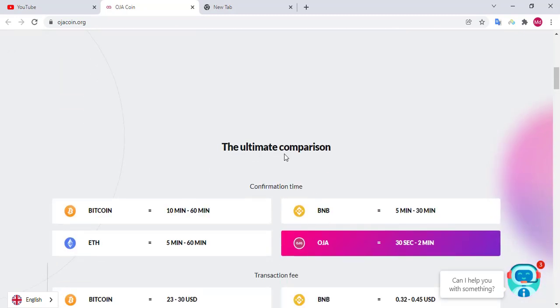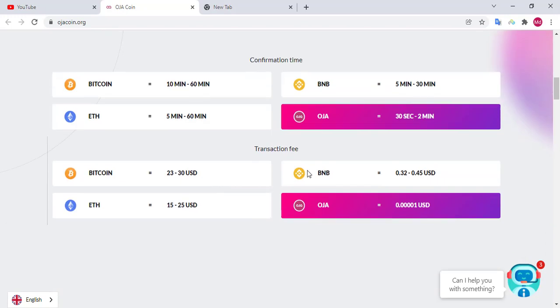The ultimate comparison. Confirmation time. Bitcoin equals 10 minutes, takes 60 minutes. Ether equals 5 minutes, takes 60 minutes. BNB equals 5 minutes, takes 30 minutes. OJA equals 30 seconds, takes 2 minutes.